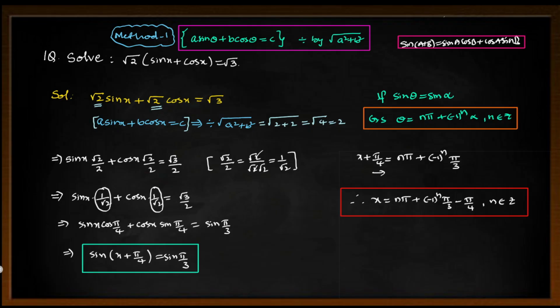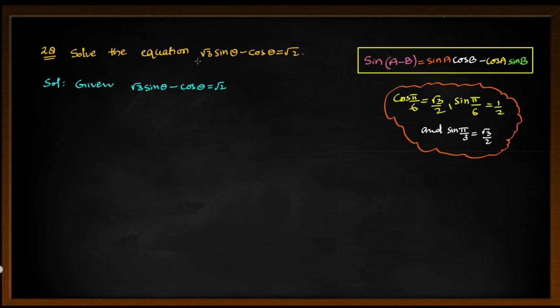Second question is, solve the equation root 3 sin theta minus cos theta equals root 2. Again, the second question is also in the form of a sin theta plus b cos theta equals c. If the given equation is in the form of a cos theta plus b sin theta equals c, here the procedure is we have to divide the whole equation by root of a square plus b square. If you compare the given equation with a sin theta plus b cos theta equals c, so here a, the coefficient of sin theta, is root 3, and b, the coefficient of cos theta, is minus 1.